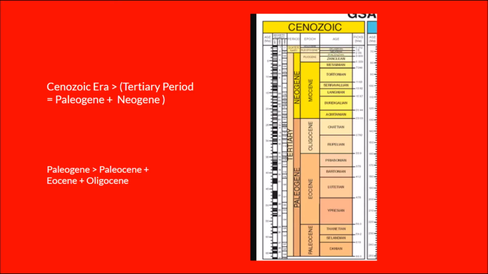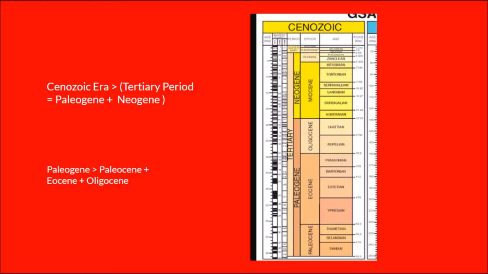Most of the exposed rocks from this area are from the Cenozoic period, so I have a little equation just so you get a sense of the time, right? So the Cenozoic era encompasses the Tertiary period, and the Tertiary period is composed of the Paleogene plus the Neogene era, as you can see from the geologic timescale to the right.